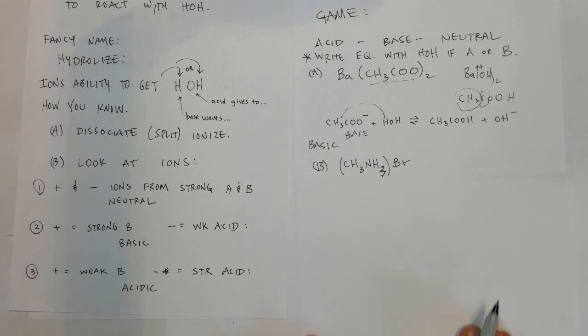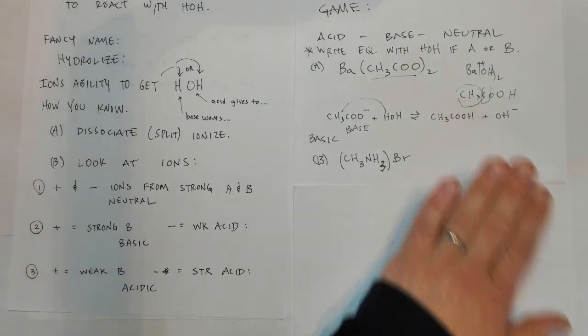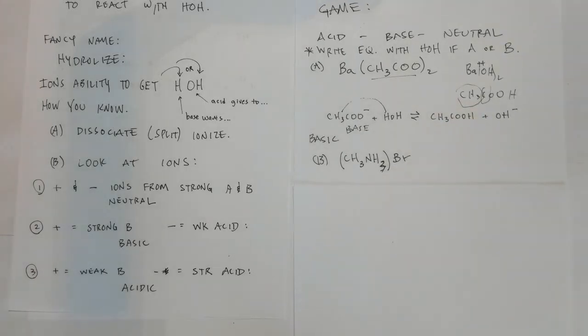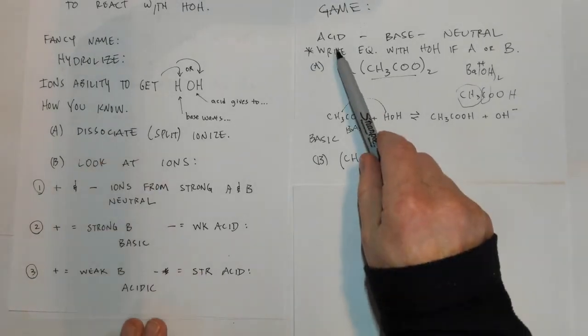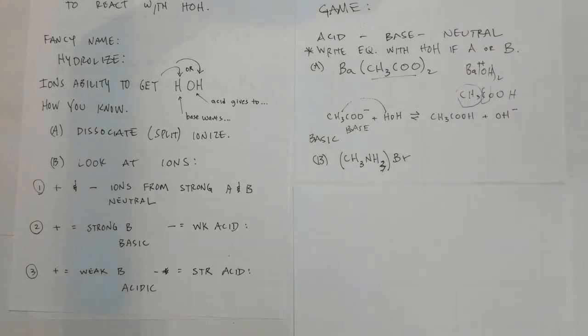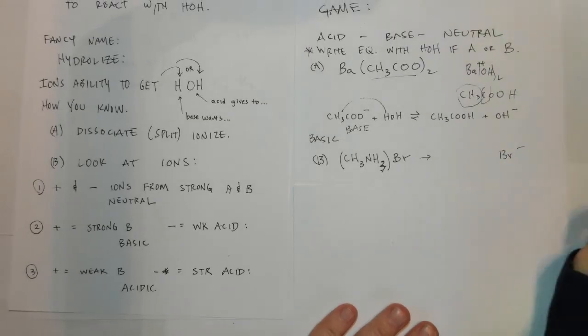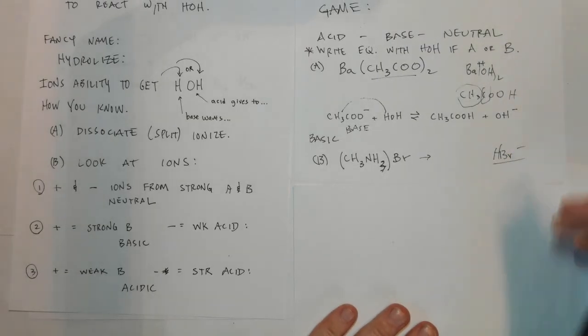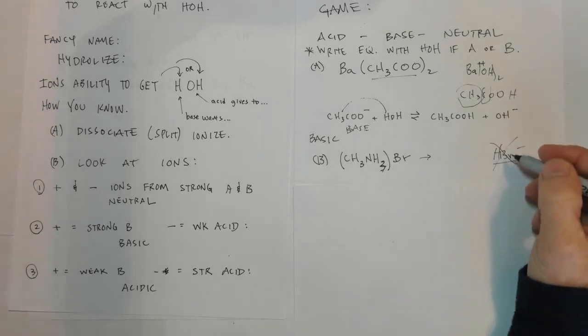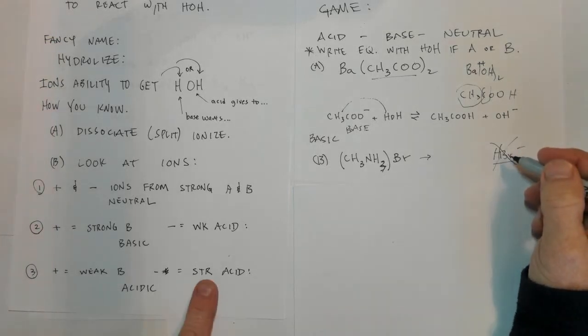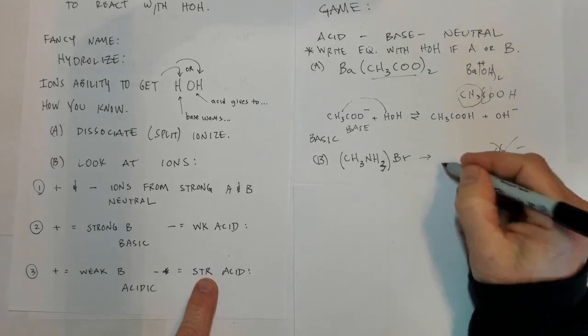Contestant number 2, CH3NH3Br. I'll pause for 5 seconds. See if you can identify this as an acid, a base, or a neutral ionic compound. So step number 1, split it up. Br minus is probably the easiest one. Tack an H on it and you recognize it right now. It's HBr, so that's going to be from a strong acid, so that's going to do nothing in solution.